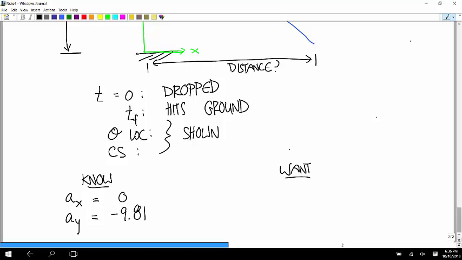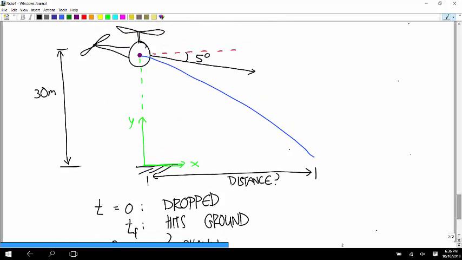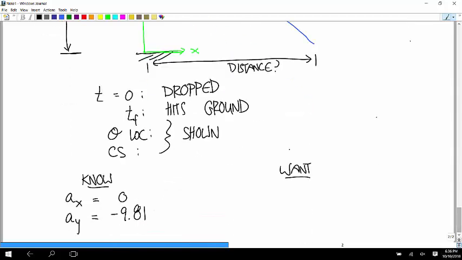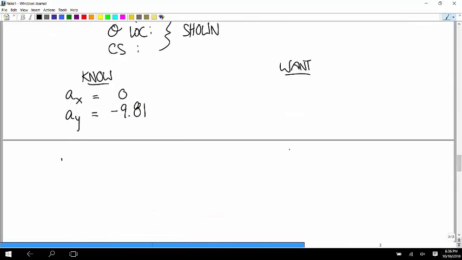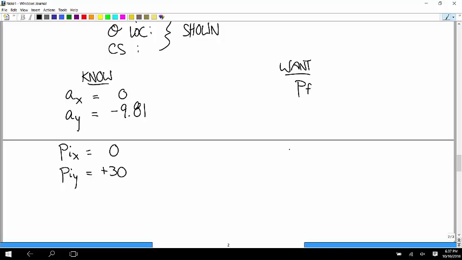Do we know the initial position? We do. What's the x component? Yep, 0. What's the y component? Yep, positive 30. Do we know the final position? For y, we do. For x, we don't. That's what we're trying to find. PFX is what we're looking for. But PFY, we know it's going to end up on the ground, so 0.